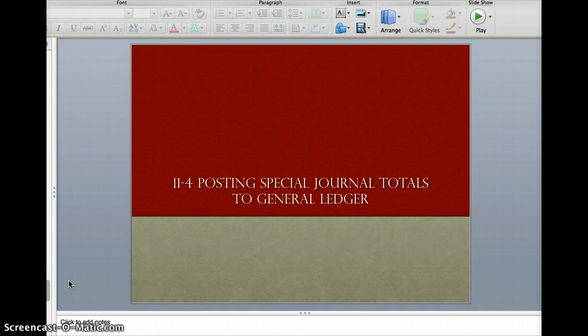Since they're all special journals, that's a little different than posting those daily activities that we were doing in the last two sections.